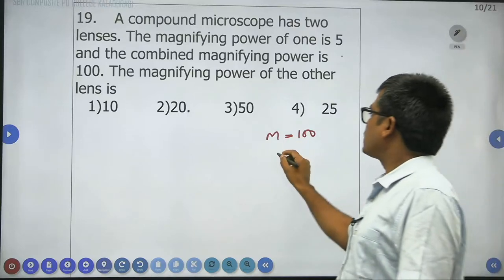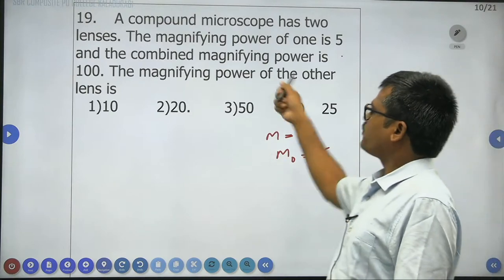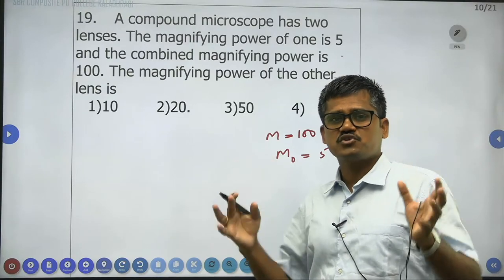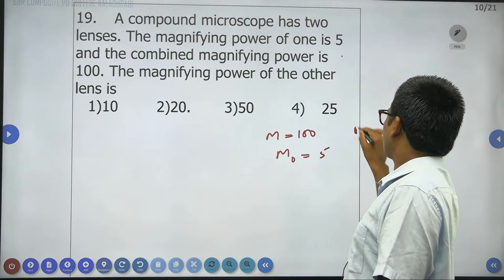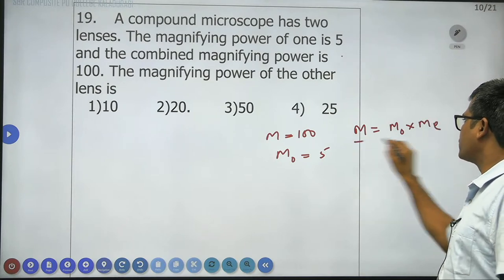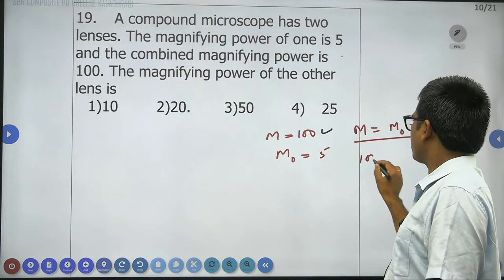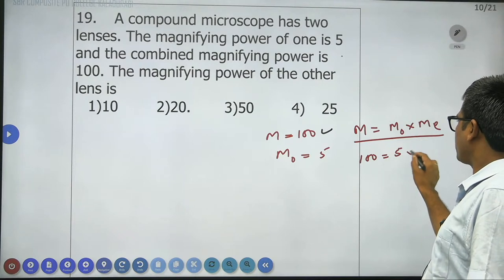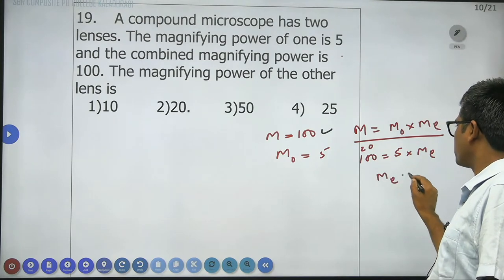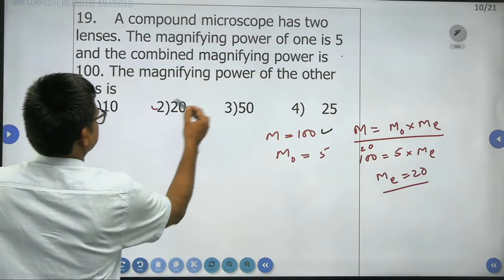One lens, let me say the magnifying power of the objective, let me take it as 5. Right or not? So what is the magnifying power of the other? Remember, the total magnification is a product of the magnification produced by each lens. We know the formula: total magnifying power equals magnifying power of objective into magnifying power of eyepiece. We use this formula. The total is 100 and one is given as 5, and we have to find the other. So it will be 100 divided by 5, which is 20. So the magnification of the other will be 20. So I'll go with this answer, right?